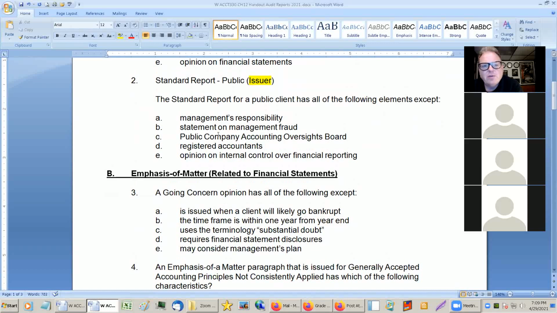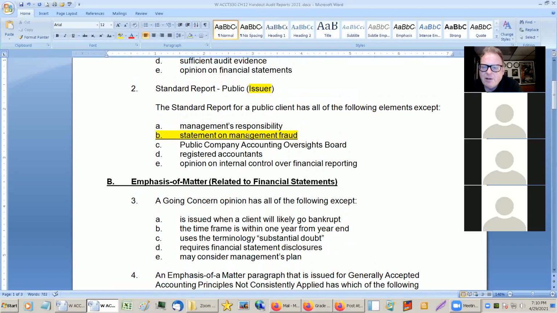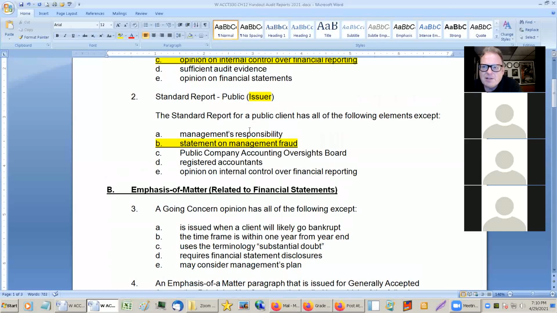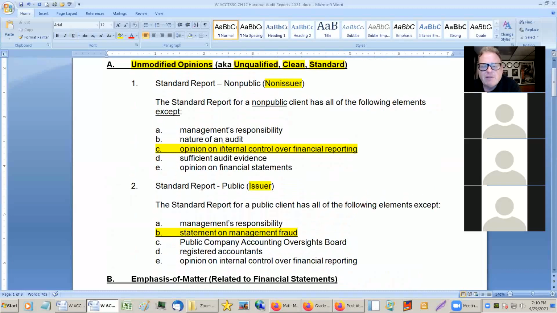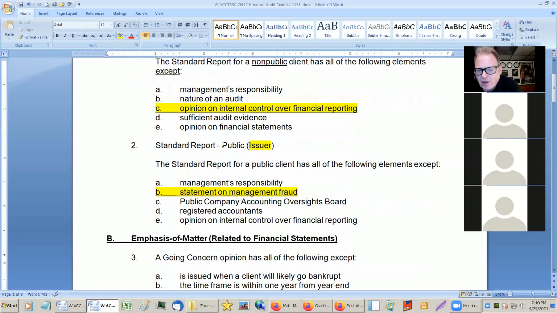Number 2, this one's a little bit tricky. They still have the management responsibility. They have everything here, except they do not have a statement on management fraud. There's no statement on it. And that's kind of technical. And these are hard, by the way, because you're looking for the negative, what's not there. It's a lot easier to look and see what is there than what is not there. But that is not there. So these are the unmodified clean opinions.